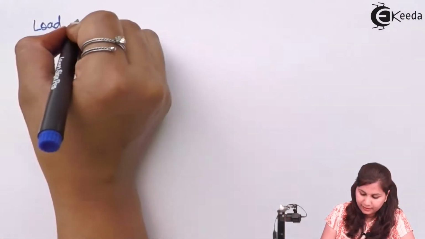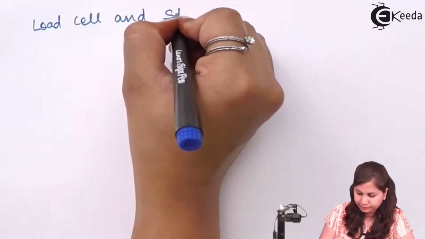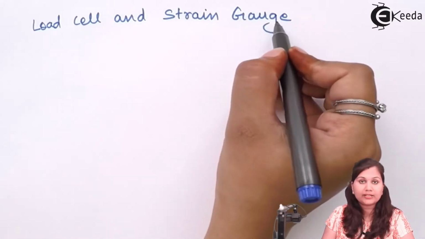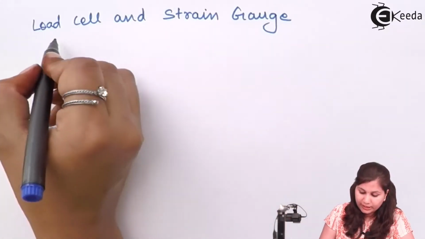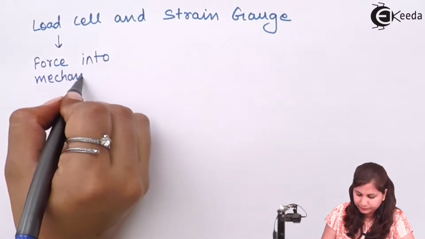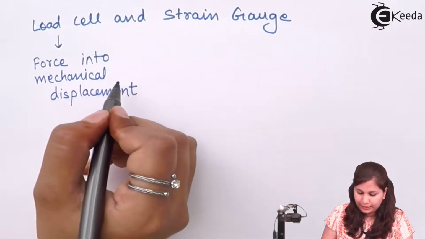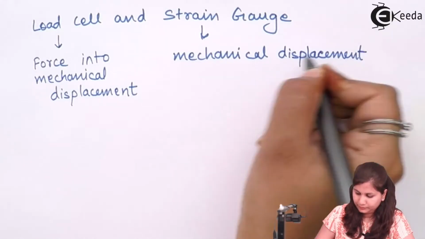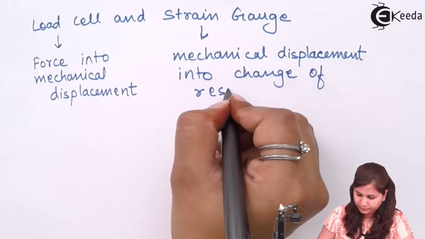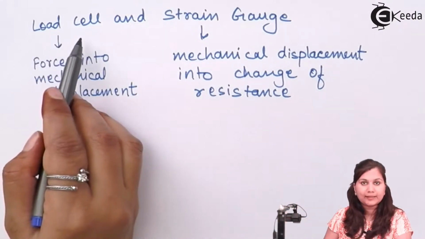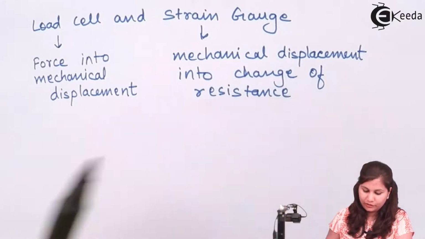Now another example of the primary and secondary transducer is the combination of load cell and strain gauge. In this combination, the load cell acts as the primary transducer and the strain gauge acts as the secondary transducer. So what the load cell does, it converts the force into a mechanical displacement, and the strain gauge converts the mechanical displacement into the change of resistance. So load cell is acting as the primary transducer and strain gauge is acting as the secondary transducer.